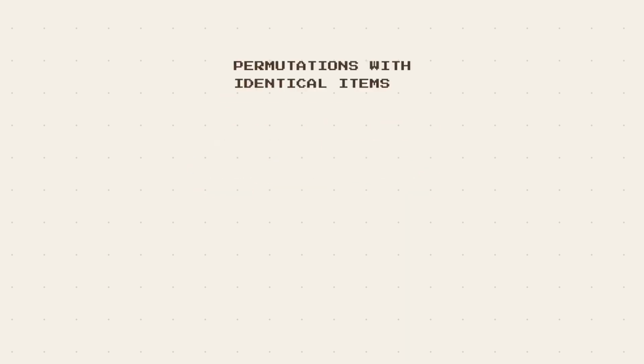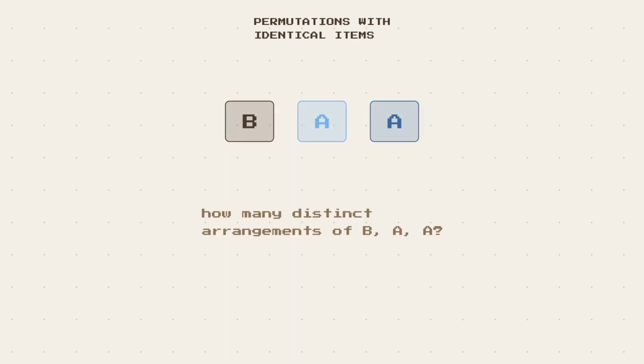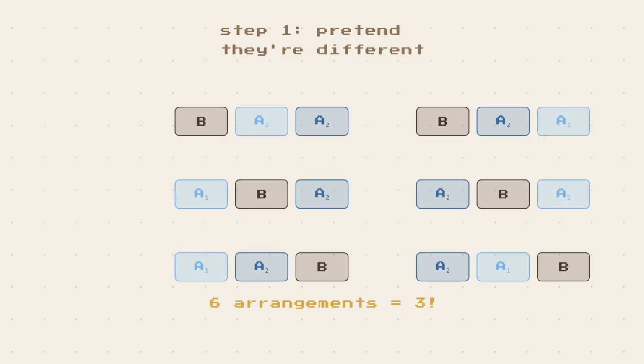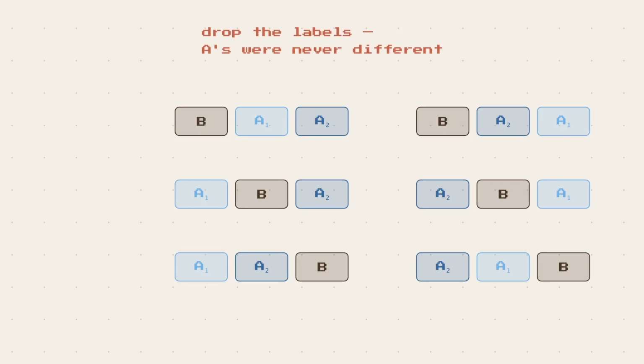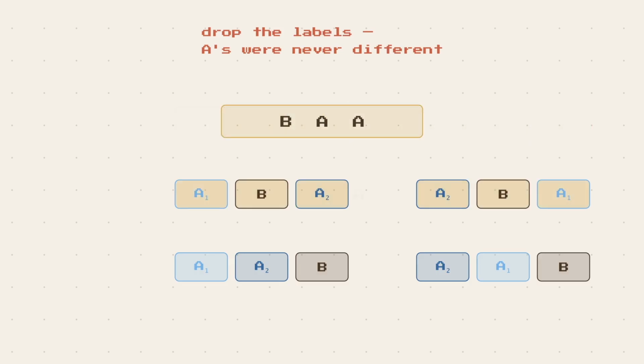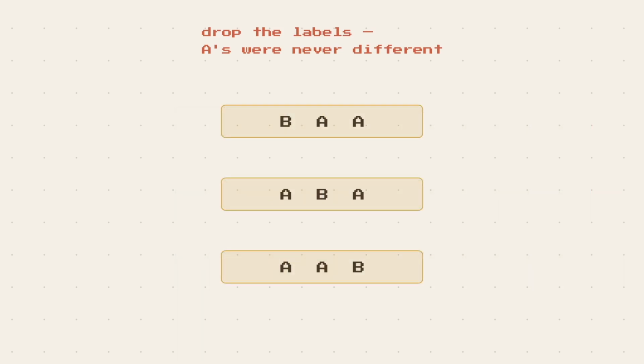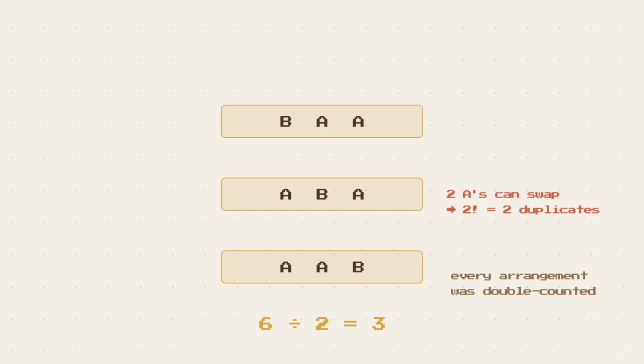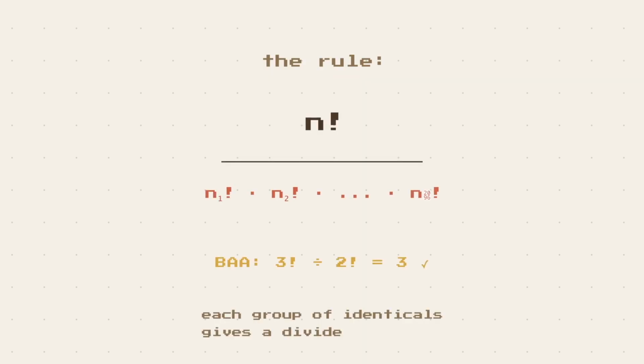So let's take a look at an animation, right? We have 3 letters, B, A, A. Now let's consider they are different. So that gives you B, A1, A2 and so on, which is 6 different arrangements, equal to 3 factorial, right? Now let's drop the labels. They were never different, so every arrangement has a twin. Pairs collapse and 6 becomes 3, which is divided by 2, right? Because the 2 A's can swap. Now the rule is n factorial divided by each group's factorial, right?